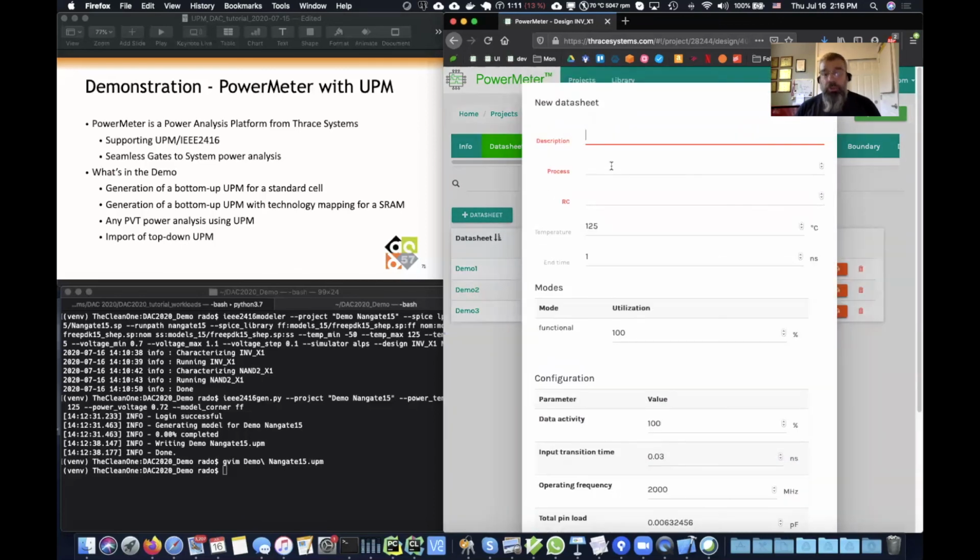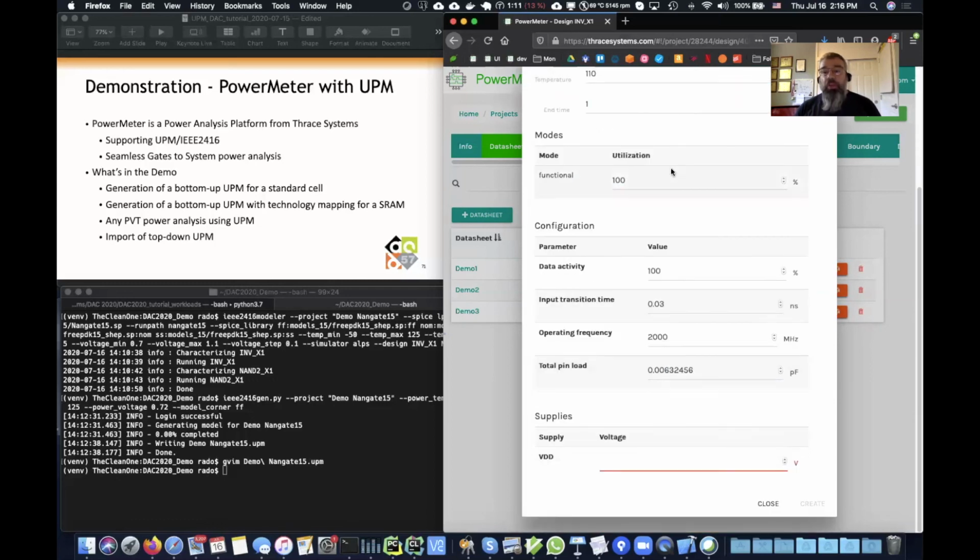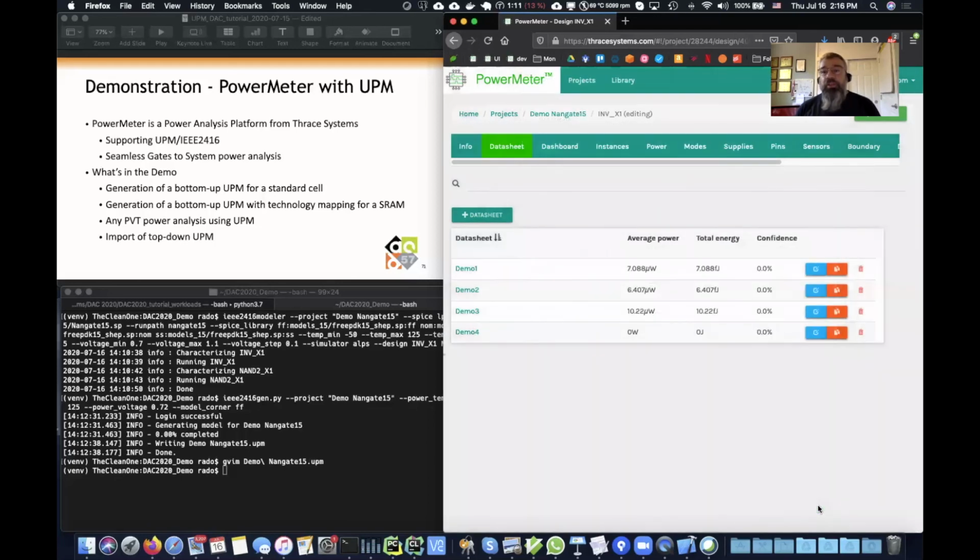What if I want to do something else? Say I want to do fast corner, slightly off a fast. I want to do 110. But most importantly, I want to do very low voltage. I want to do low voltage operation at 0.7. How would that look like? What is my power going to look like?